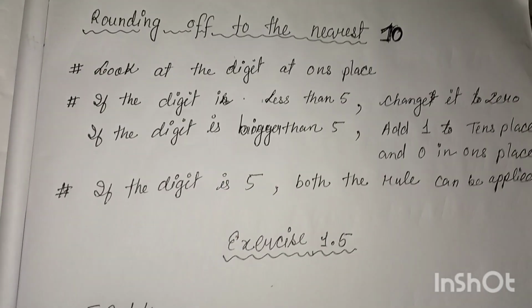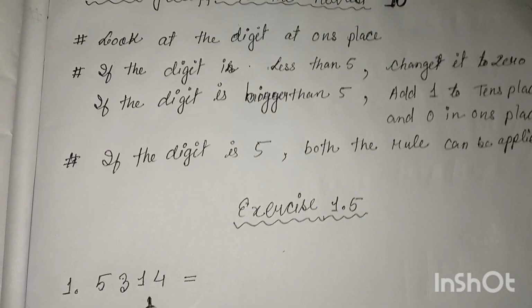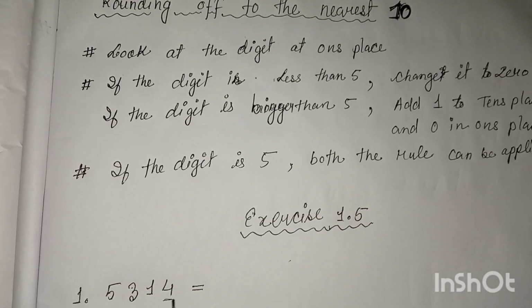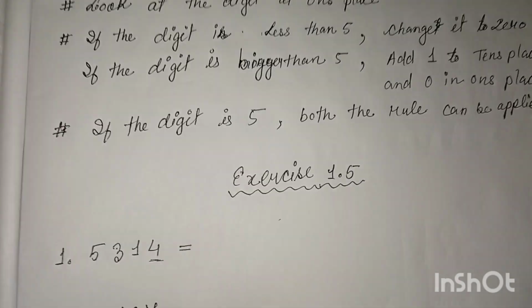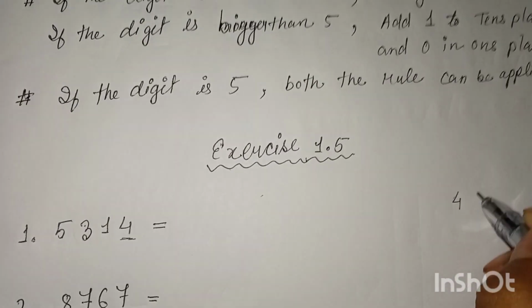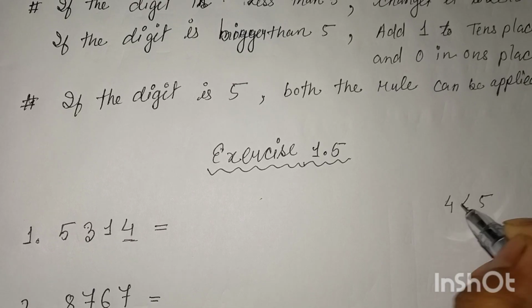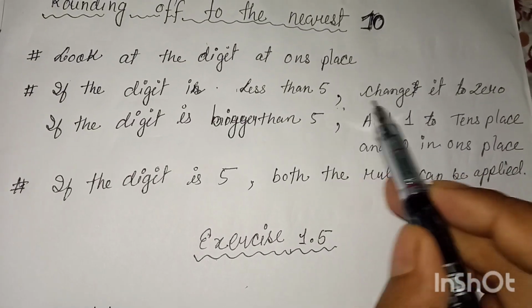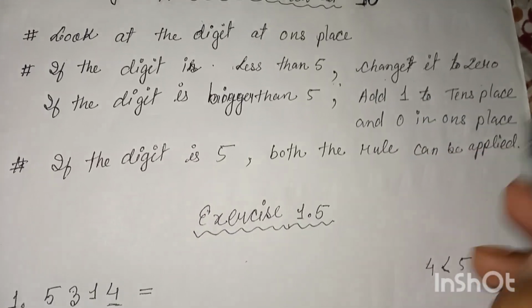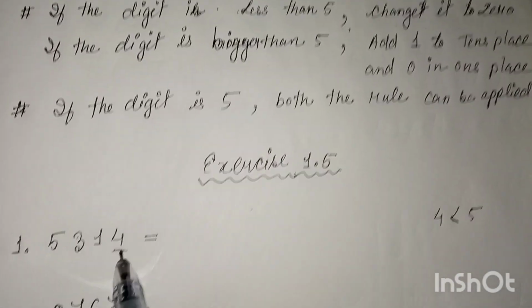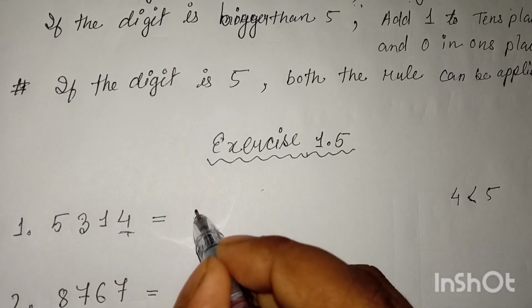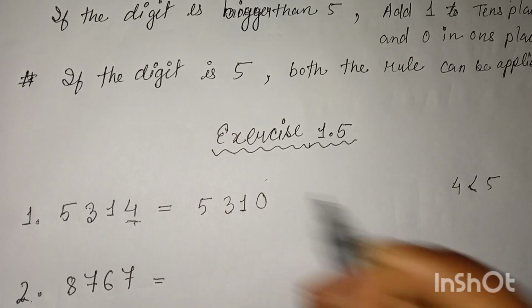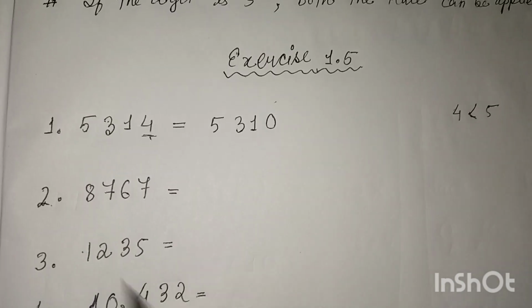to apply these rules. So the first rule is to look at the digit in the ones place. Here we have 4, right? And we know that 4 is smaller than 5. So what do you have to do? If smaller than 5, change it to 0. So this 4 will be changed into 0. So 5, 3, 1, 0. This is the answer.